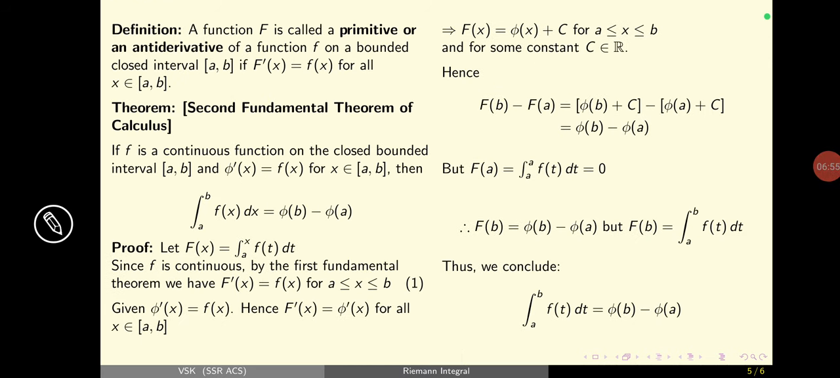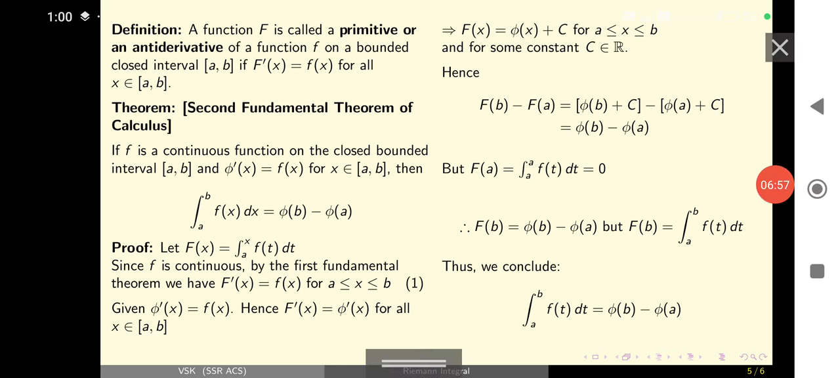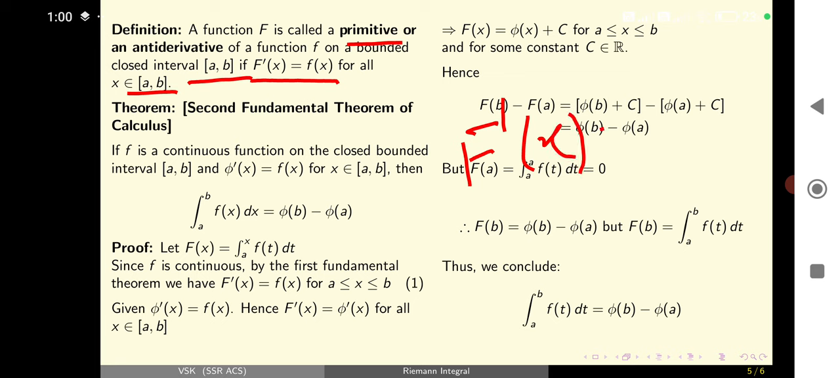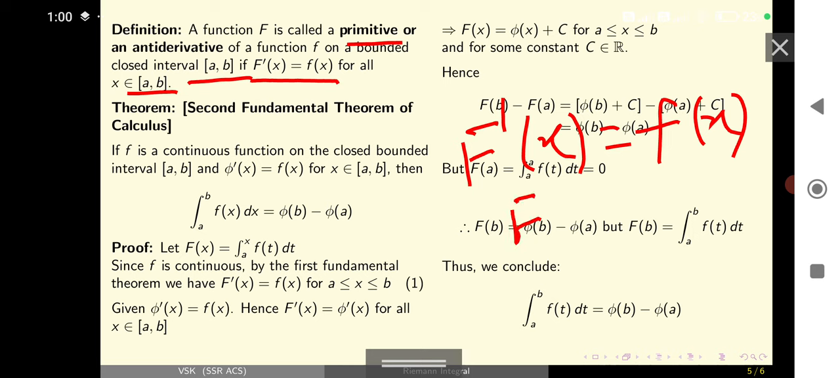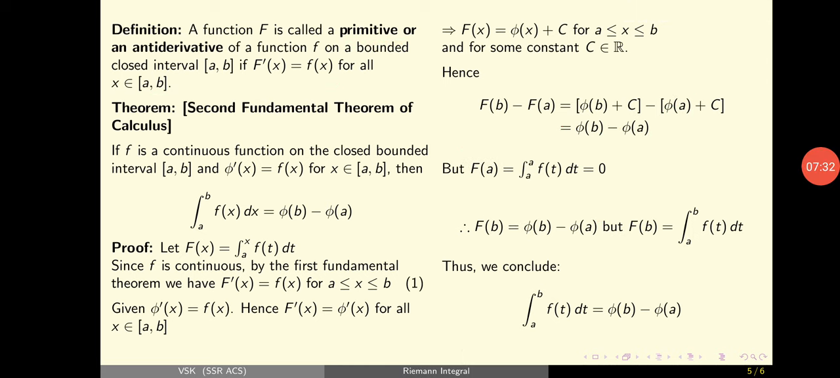Now let us see what is meant by primitive or antiderivative. A function capital F is called a primitive or antiderivative of a function f on a closed and bounded interval [a,b] if F'(x) is equal to f(x) for all x belonging to [a,b]. That is, if F'(x) is equal to small f(x), then this capital F is called the primitive or antiderivative of small f. So that is the definition.